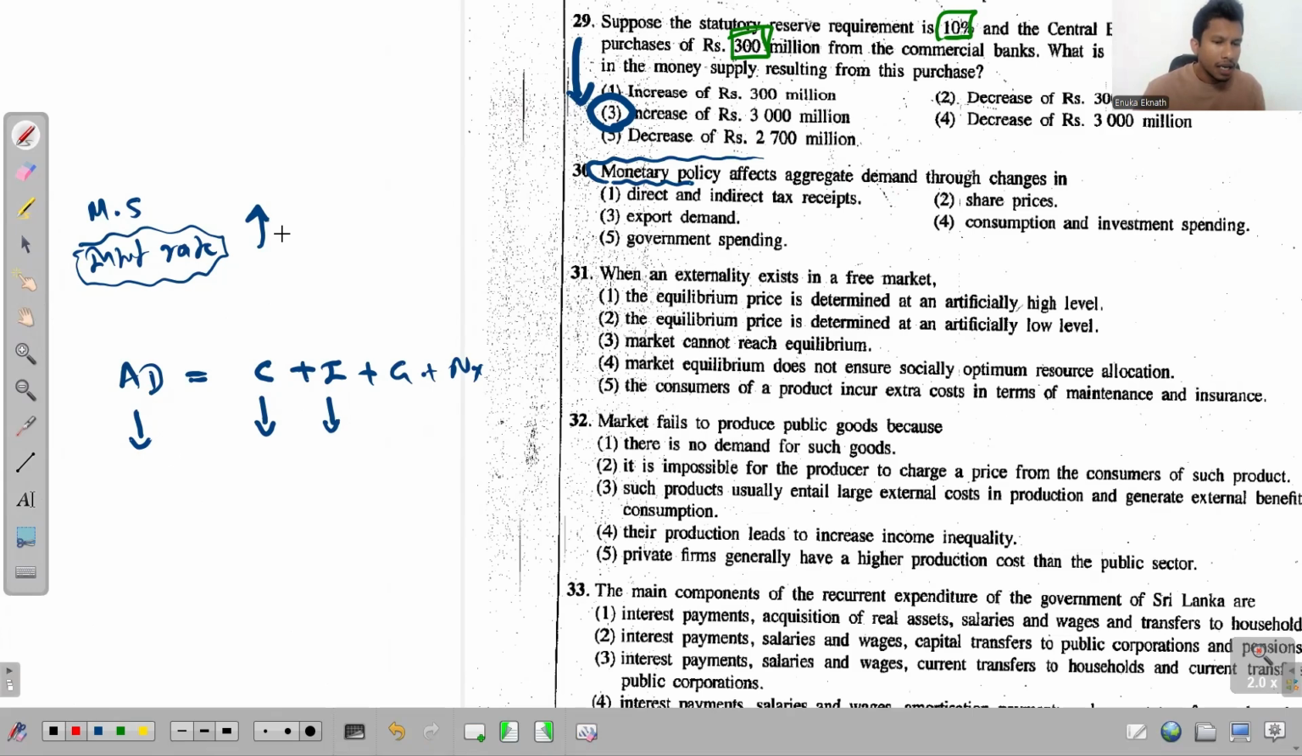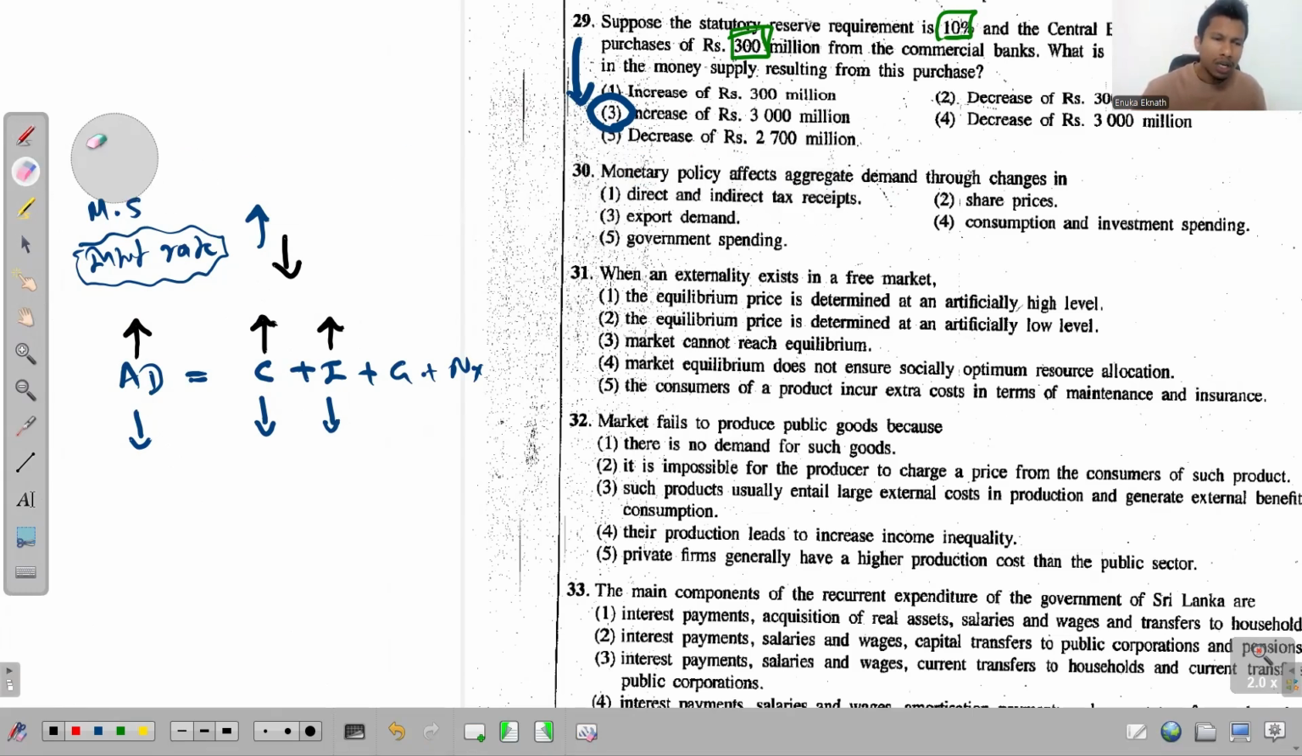But on the other hand, right, if interest rate is reduced, what will happen? People can obtain loans at lower rates, so that they will be encouraged to get loans and do consumption activities. They will be encouraged to get loans at lower rates and make new investments. So when C and I increases, what will happen to the aggregate demand? Even that increases. So that is what this question is asking.